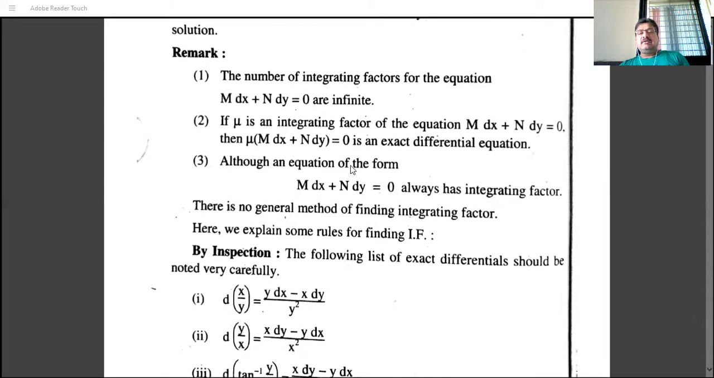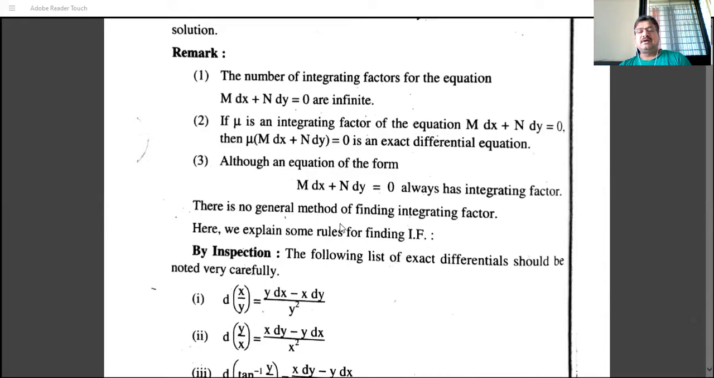An equation of the form M dx plus N dy is equal to 0 always has an integrating factor. But there is no general method of finding the integrating factor. So every differential equation of this form has an integrating factor, yet there is no general method of finding it. There are different methods to find the integrating factor, and they depend on the differential equation.